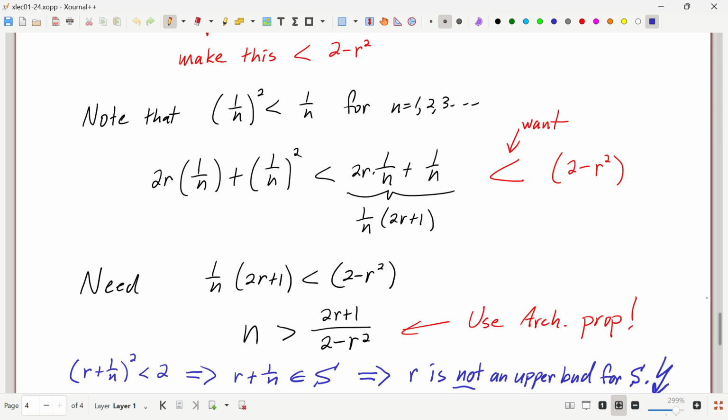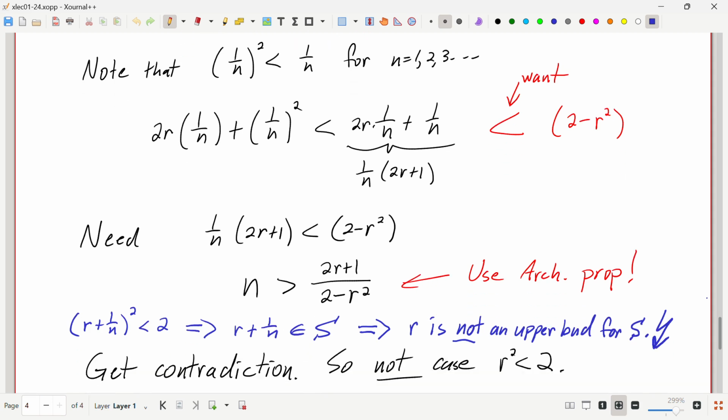Okay, now here's what I didn't say enough about last time. So we have r plus 1 over n squared is less than 2. That means that r plus 1 over n is in S. Since its square is less than 2, it's in the set capital S. Well, guess what? That means that r is not an upper bound for S, because r is less than that. So that's what I didn't say last time, and that's what I added to my notes. And so that contradiction means it can't be the case that r squared is less than 2.